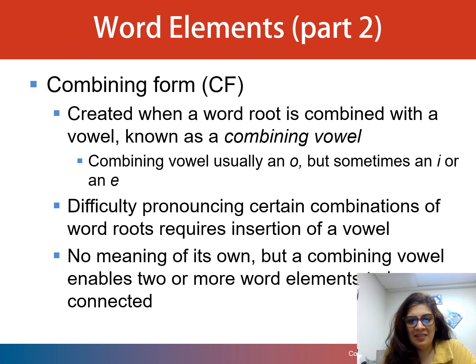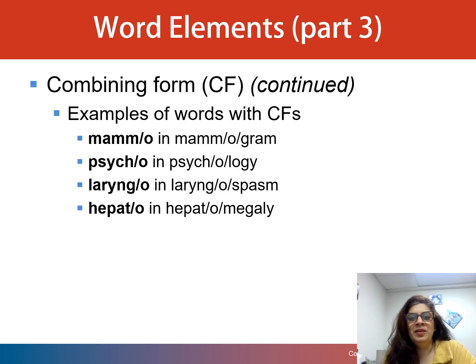So combining form, just like I said, is created when a word root is combined with a vowel, and it could usually be an O or I and E. What it does is it makes it easier for us to pronounce a medical terminology word. It doesn't have any meaning on its own. So examples would be O in mammogram, psycho in psychology, laryngeal, O in laryngospasm, and hepatomegaly. So I hope it makes more sense. We tend to like O's more than other combining forms and vowels, huh? O is more fun.